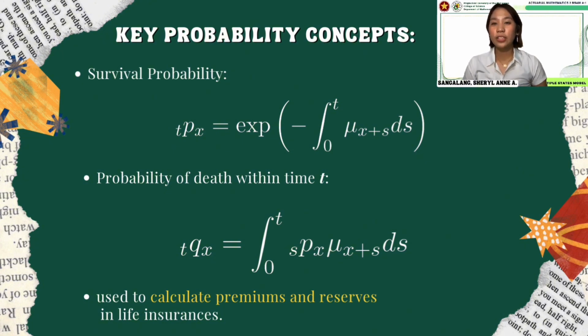This model is foundational in calculating life insurance premiums and reserves, as it helps actuaries estimate the likelihood of death for policyholders at various ages.